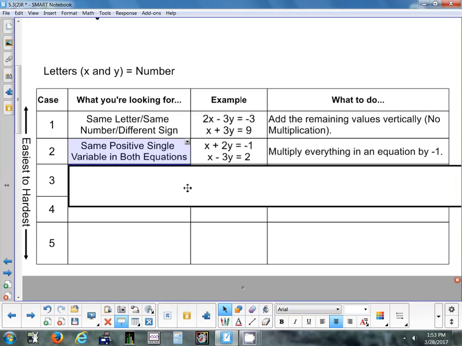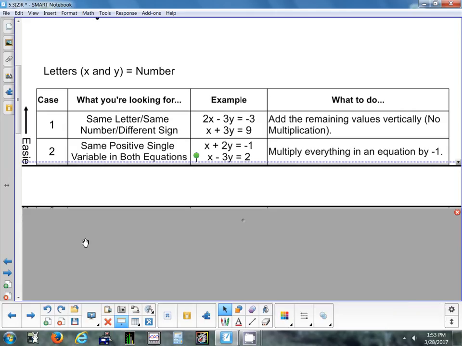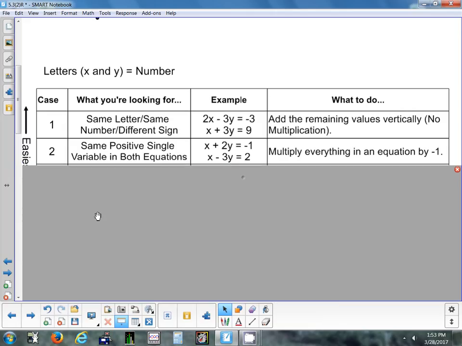Because usually when we do distributive property, we stop before we get to the equal sign. With this, and you'll see when we do an actual example, you've got to multiply all 3 things, the x, the y, and the number after the equal sign. All have to be multiplied by -1. So when you have the case of either x and x positive or y and y positive, pick one of the equations and multiply the whole thing by -1. That'll either make this -x, and the x's will cancel, or it'll make the bottom one negative. It doesn't matter which one you choose. Either one will work. So that's case number 2.